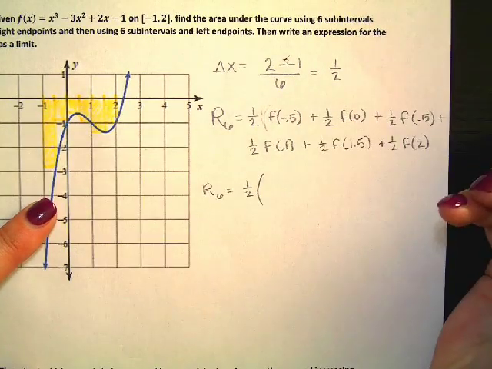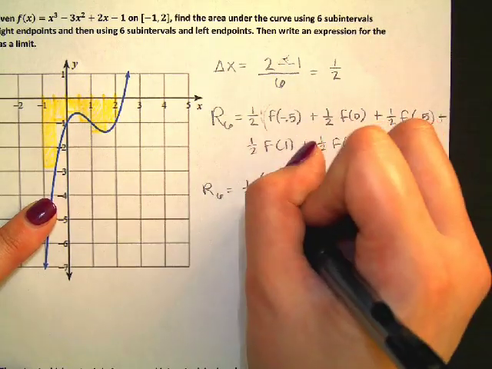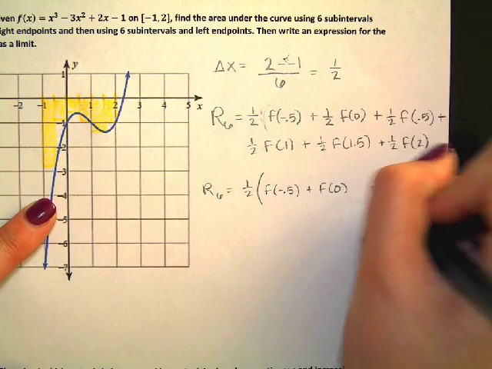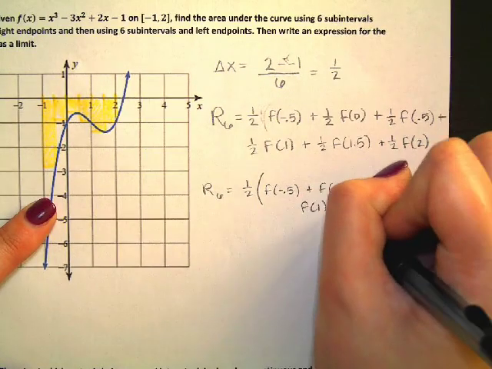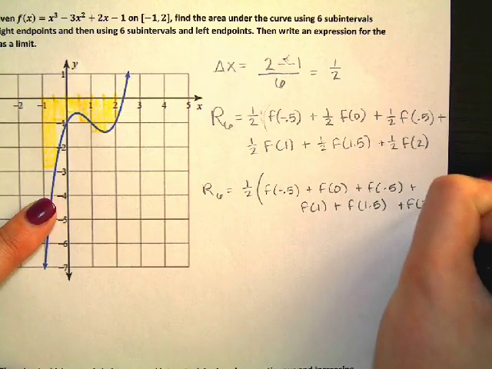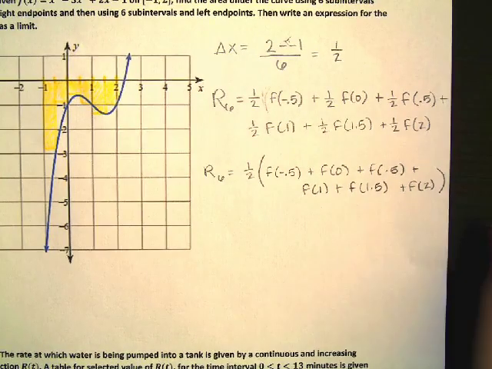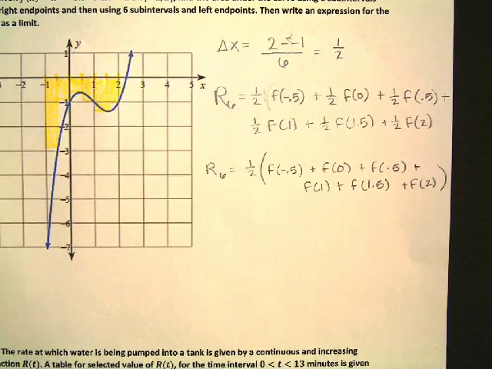Let's shorthand this a little bit. So I'm going to pull the 1/2 out of all of that. And I'm going to say f of -0.5 plus f of 0 plus f of 0.5 plus f of 1 plus f of 1.5 plus f of 2. That's going to be my shorthand way. If you were prepared for that, that's great.